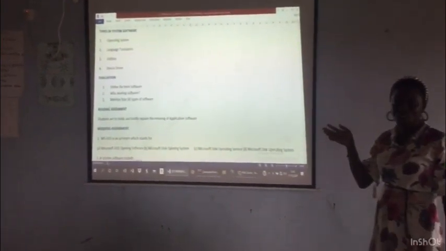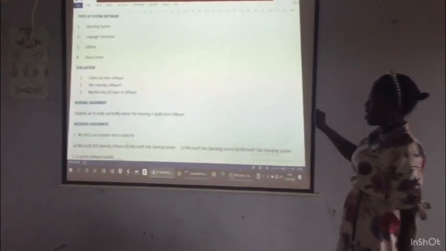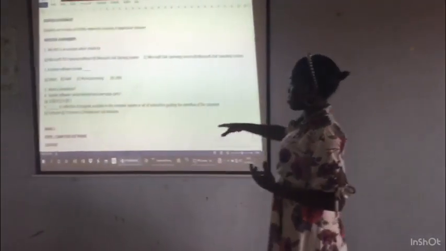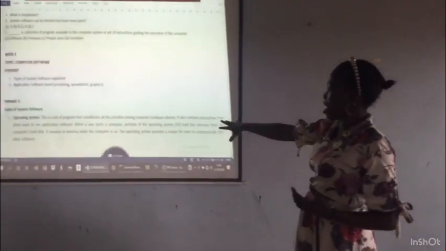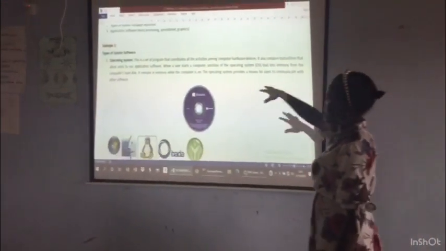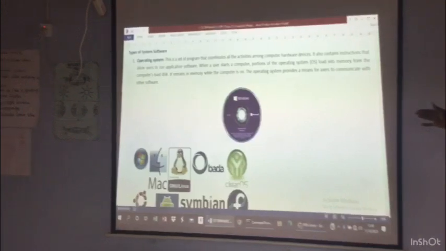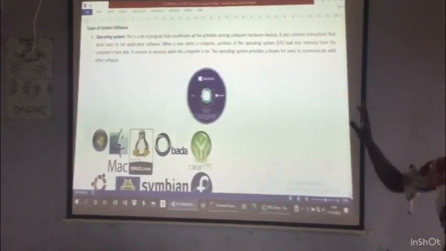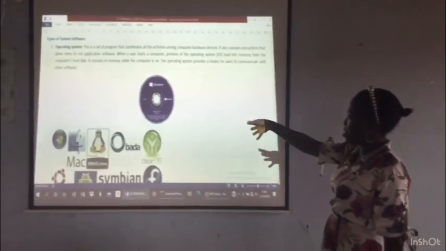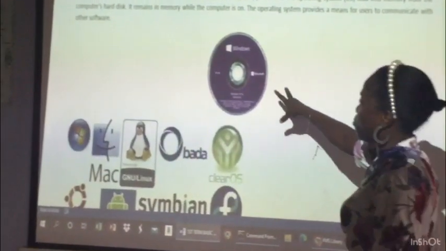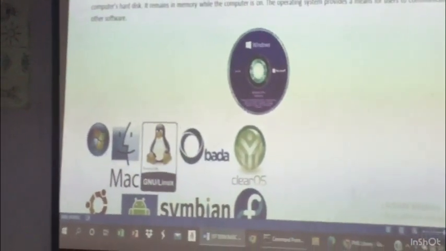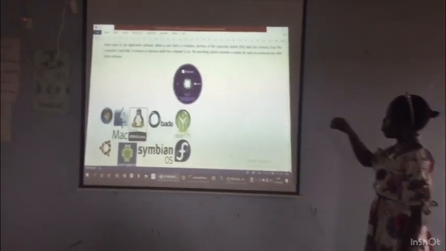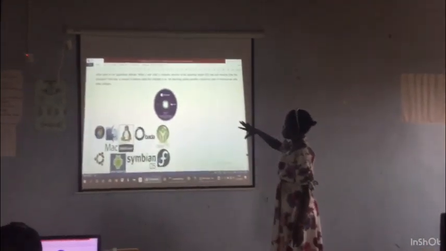Now, what is the operating system? The operating system is the system software of the computer that coordinates the activities among the computer hardware devices, and it contains instructions and allows users to run application software. As you can see on the screen, we have the different types of operating systems. When the user starts the computer, portions of the operating system load into memory from the computer hard disk, and it remains in memory while the computer is on.